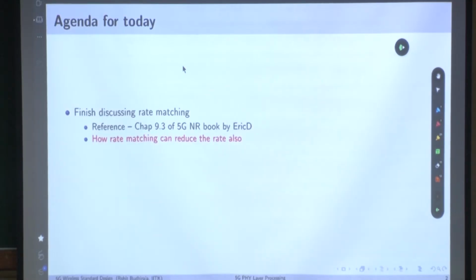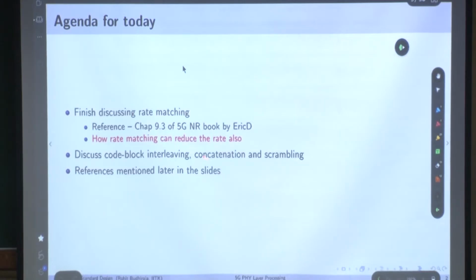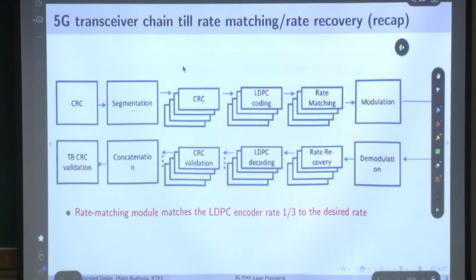We saw how rate matching can increase the rate, and that happens by dropping the bits at the transmitter. We'll see this now. We'll discuss some of these modules if time permits in this class, otherwise in the next class: code block interleaving, and what is concatenation and scrambling. That will happen in the next class. References are mentioned later in the slides, so we'll discuss that.